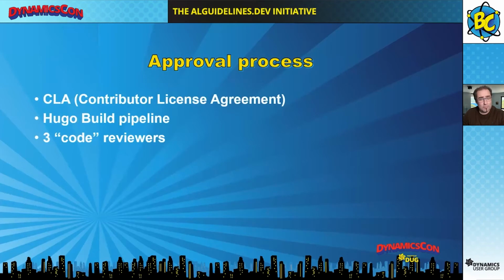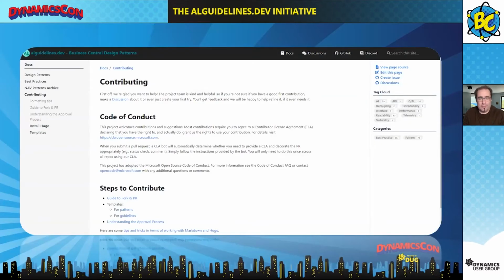Do also know there is an approval process. That approval process is more than just having reviewers. We have 3 reviewers, so every single guideline and pattern will be reviewed by 3 people, including Microsoft. But there's also an automatic pipeline, which basically does that conversion from MD files to HTTP, the Hugo build pipeline. And there is also the contributor license agreement that is mandatory for Microsoft to be able to look at your code and, if possible, also use the code, in this case, the guideline and the pattern.